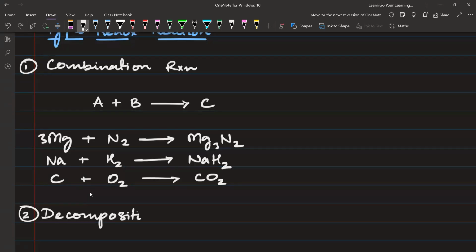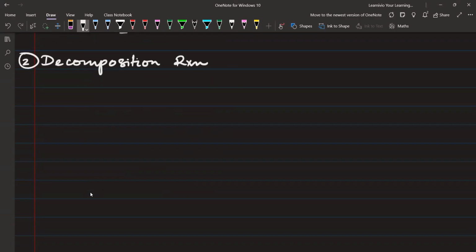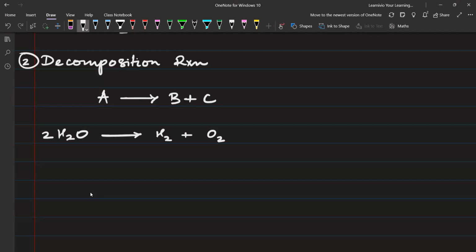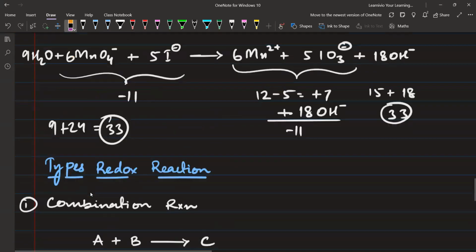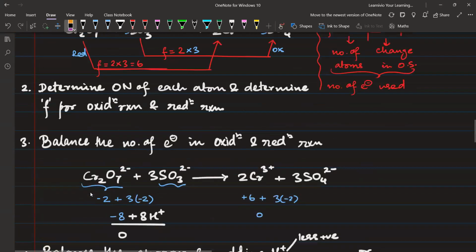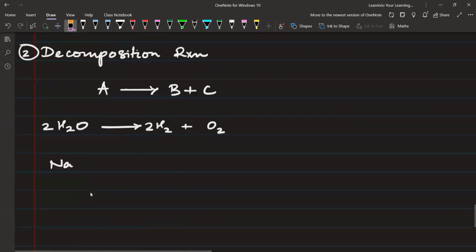Decomposition reaction, in which you are going to have a single reactant which will break into 2 different parts or 3 or 4 different parts. So A gives you B plus C. For example, water, H2O, can be broken into H2 and oxygen gas O2. If you balance this out, this will be 2, and here you will have 2. Similarly, if you have sodium hydride, NaH, my bad, I wrote NaH2 earlier, it should be NaH.